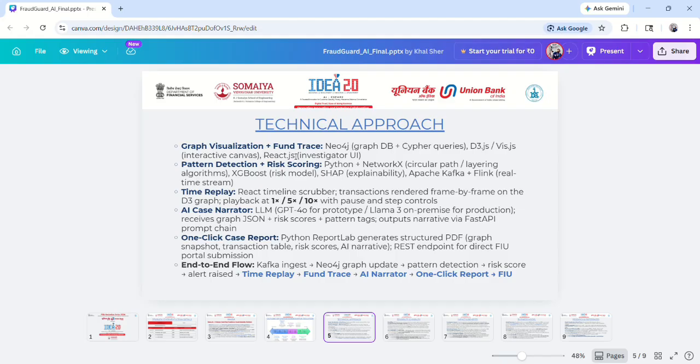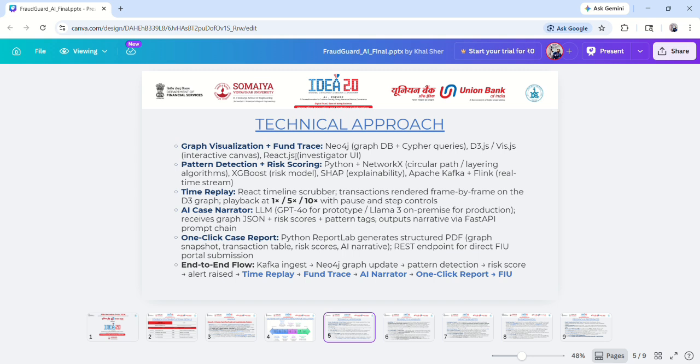The next one is AI case narrator. What it does is simply convert the complex transaction data into a simple English explanation. So, coming to the next, we have one-click case report. It generates a complete fraud report instantly. It includes the transaction details, graph image, risk score, and AI explanation.